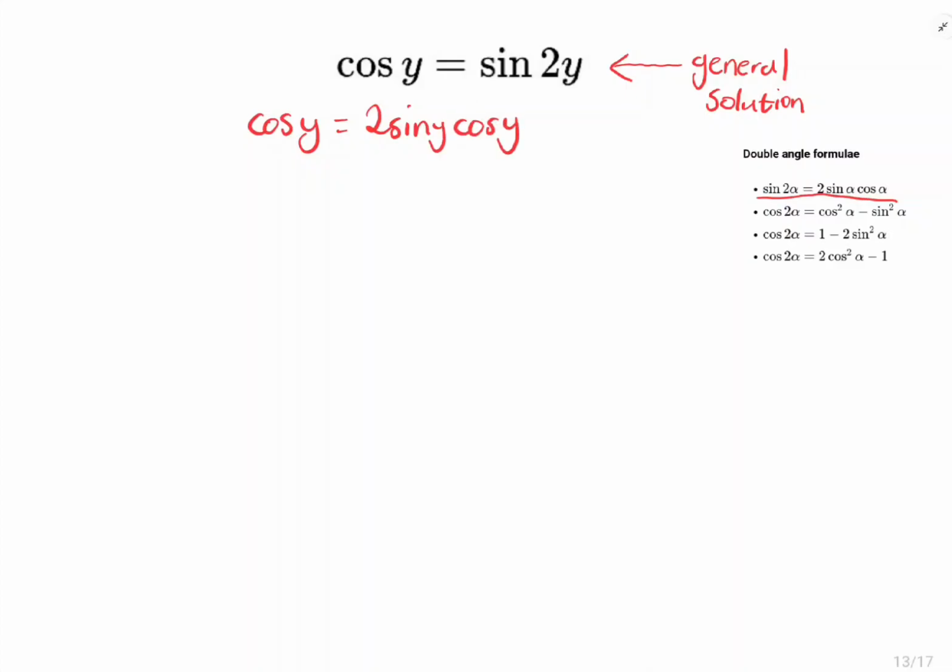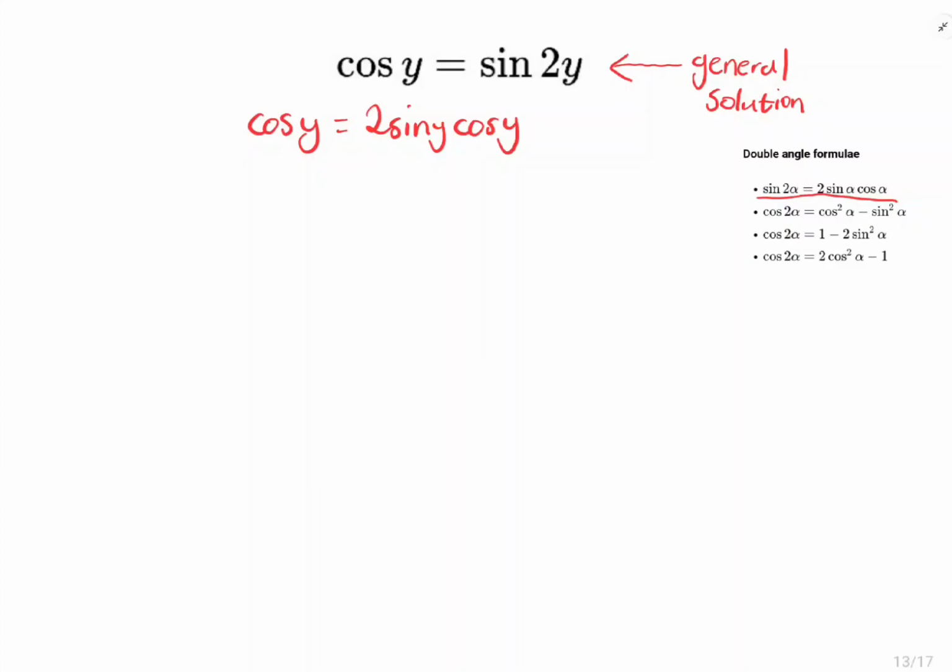Great. Now, over here, it's going to be tempting to say, oh, okay, there is cos y on both sides, so we can just cancel like this, right? That is incorrect. When we are dealing with general solutions, when we are dealing with solving angles, you do not want to cancel the trig ratios, because now you're going to be losing certain information when you cancel out trig ratios.